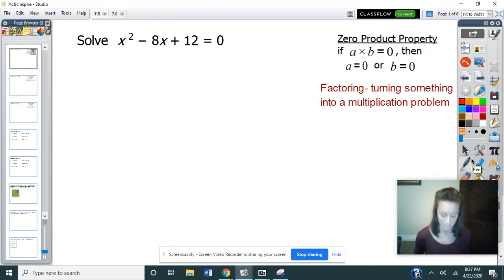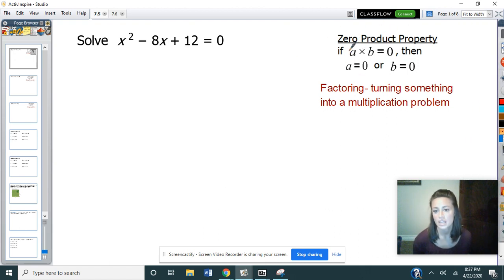Hey guys, so today's lesson is going to be a mix of what we've learned the last 2 weeks. One being the zero product property, where if two things multiply to give you 0, then one of those factors equals 0. So either A equals 0 or B equals 0. And we're going to be talking about factoring today as well. So we're going to put both lessons together to solve a problem like this.